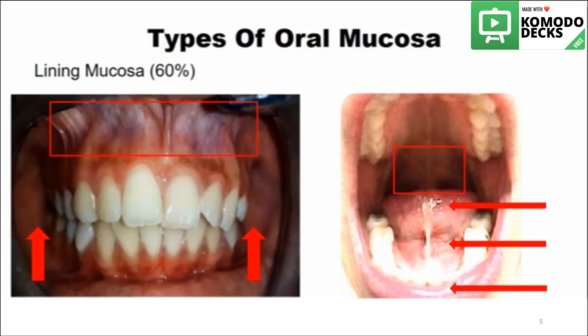Secondly is the lining mucosa, composing most of the area of the oral membranes. It consists of non-keratinized epithelium and can be divided into the alveolar mucosa, the buccal mucosa, the soft palate, the ventral surface of the tongue, the floor of the mouth, and the lip.